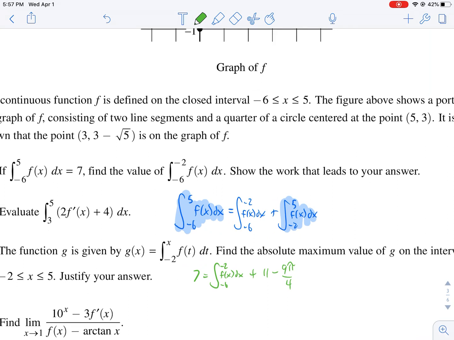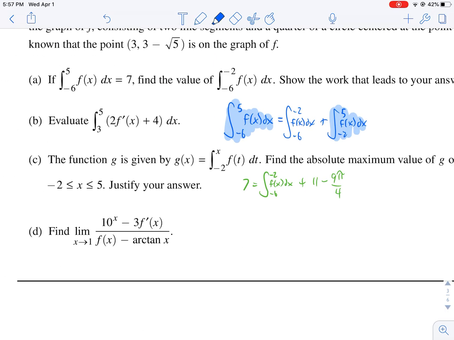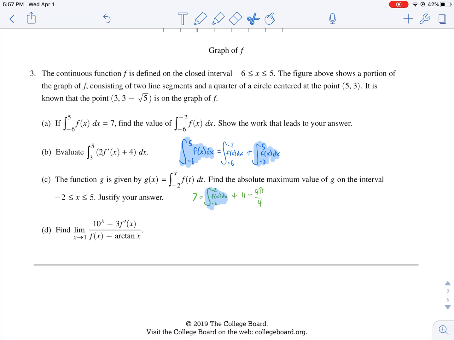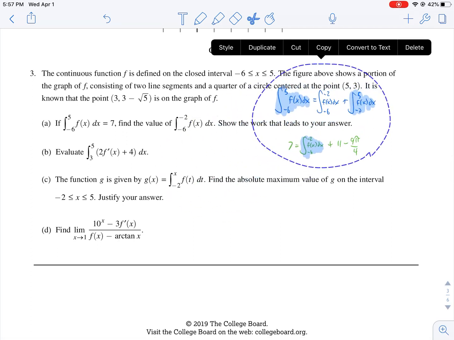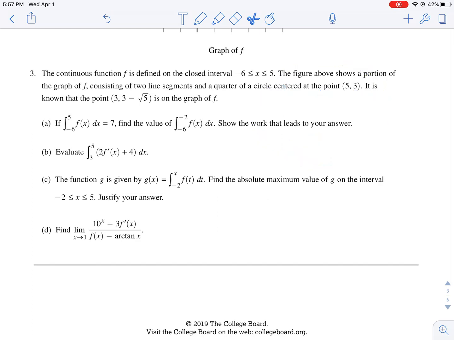Okay, and you can just subtract 11 and add 9 pi over 4, which will end up giving you 9 pi over 4 minus 4 for your integral. So again, you're treating this whole thing like it's a variable. Just get this thing by itself because that's what you're trying to find. All right. Move that out of the way. Actually, I'm just going to delete that because you can just rewind the video if you need to see it again.